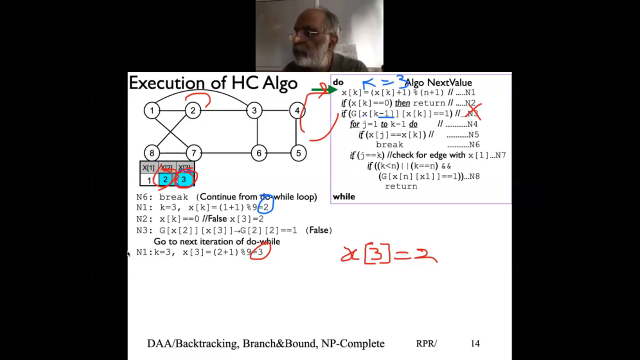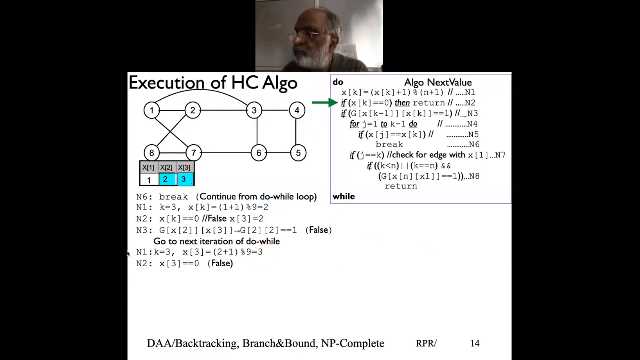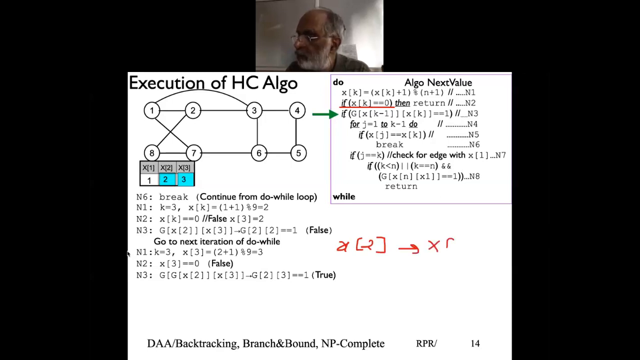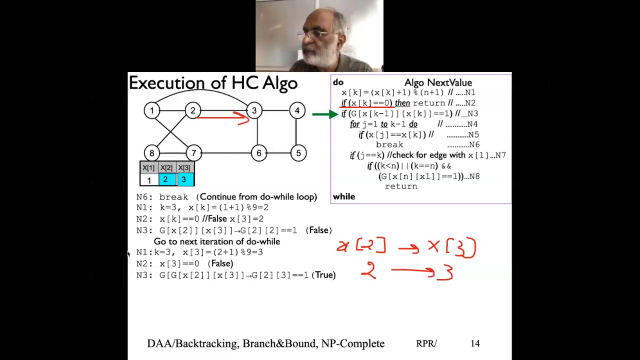So x3 becomes 3. And now, is x3 0? Which is false. So look at the next step. Remember k minus 1, k is 3, so add x2 to x3. What is my x2? x2 is vertex number 2. x3 is 3. Is there an edge from 2 to 3? Yes. So this condition becomes true.